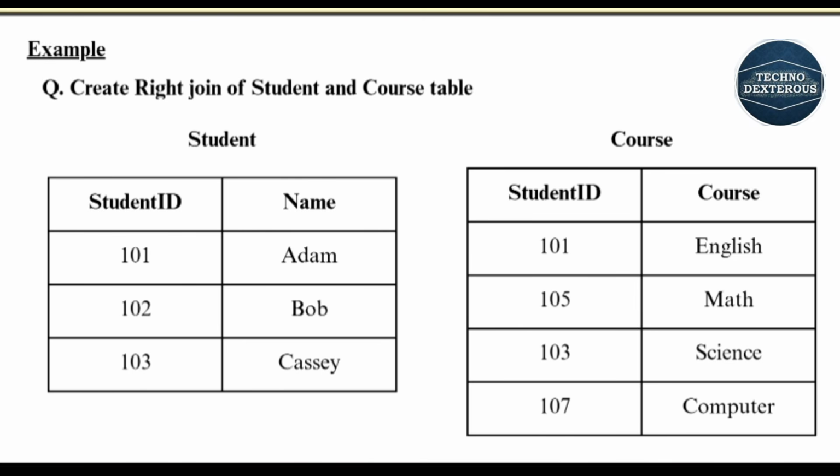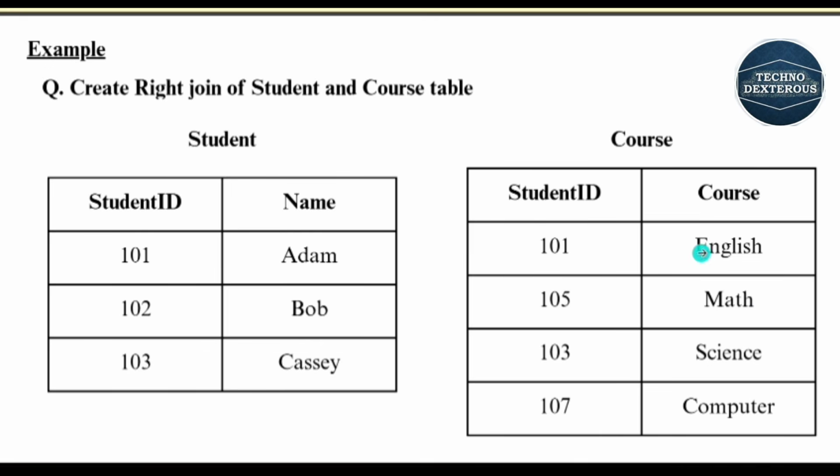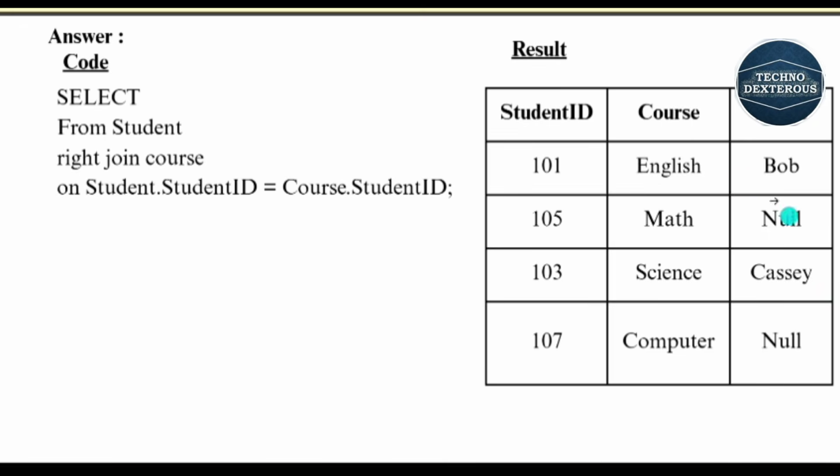Firstly, we can see the student table, which includes student ID and student name. Second, we can see the student course table, in which we include student ID and course. Here we can easily get the right side table and which values are matched to the left table. Where there is no match, we get null here.